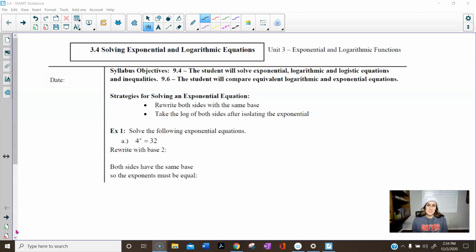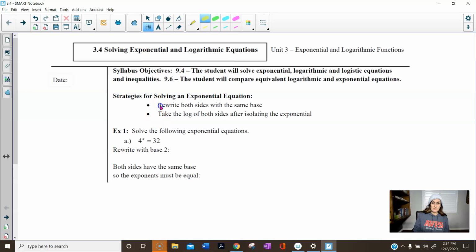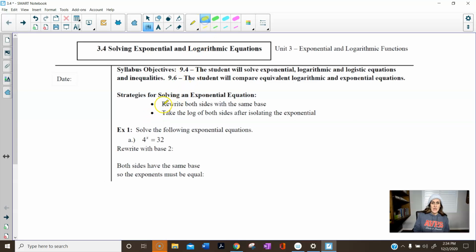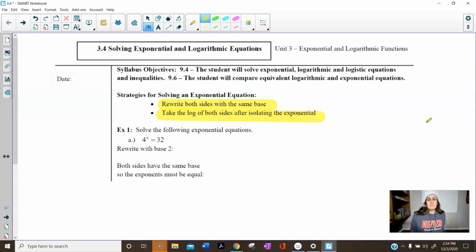So starting with some strategies, if you have an exponential equation, there are two different strategies you can use. First, if you are able to, I recommend you rewrite both sides with the same base, and then you can put the exponents equal to each other. Or you can take the logarithm of both sides after isolating the exponential. So two different ways to do that. For the second one, there's more than one variation, but I'll show you a couple.